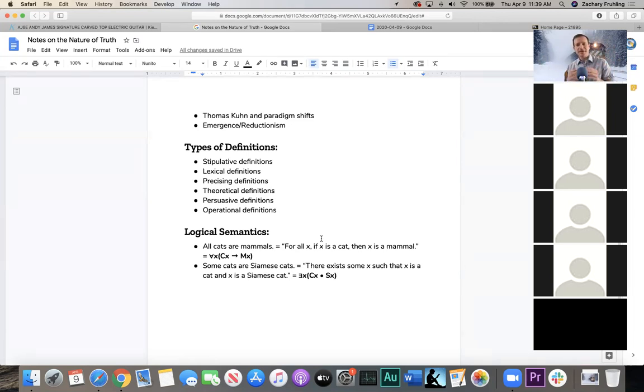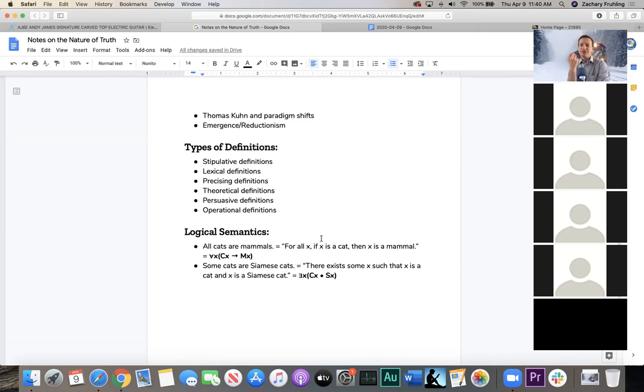Science does this to some extent, right? For the purpose of this discussion, negative means electrical charge, and so on, right? So it's just postulating a definition, stipulating it. That's one kind of definition. Lexical definition is actually on here. This is kind of like what you think is your standard dictionary definition. What does a word mean in that language in the dictionary? Lexical definition.